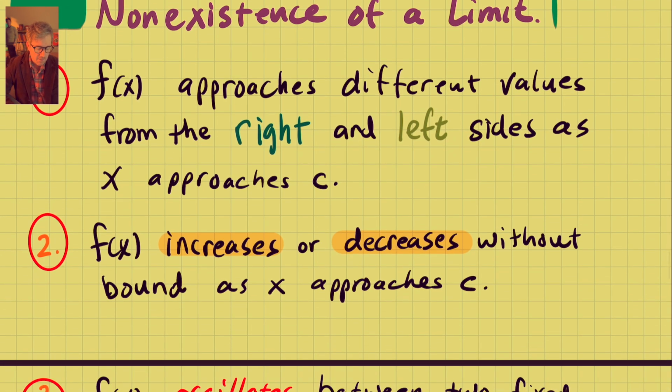The second example where a limit wouldn't exist is where the function increases or decreases without bound. Right? Increases means it goes to infinity, decreases means it goes to -infinity. Either way, not real numbers, so the limit doesn't exist.